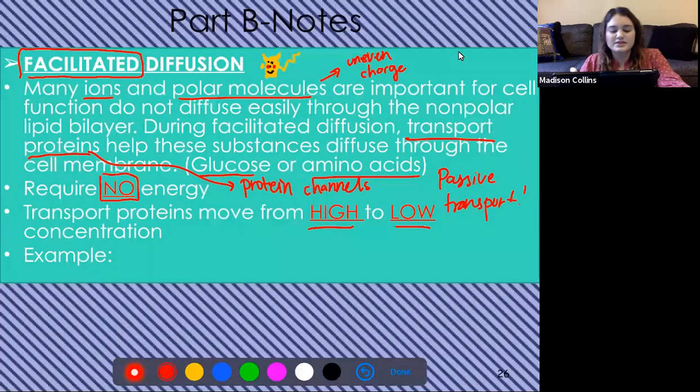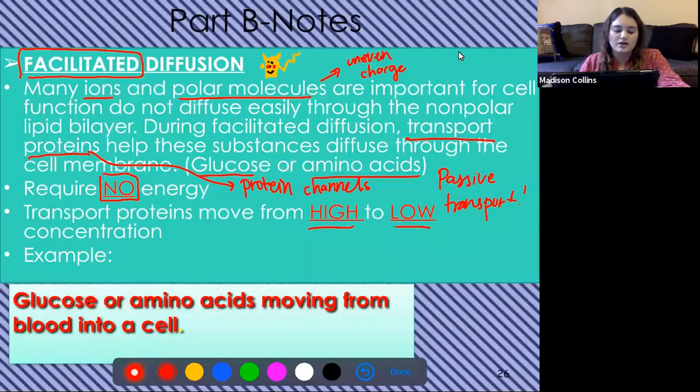And an example of this is when glucose or amino acids move from the blood into the cell. So because glucose is a little bit of a bigger molecule, and because it's polar, it has an uneven distribution of charge, that means that they need a little bit of extra help to get into that cell membrane. So they have to use protein channels to get there.